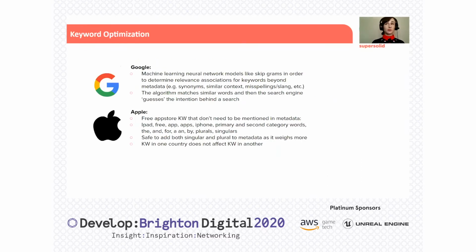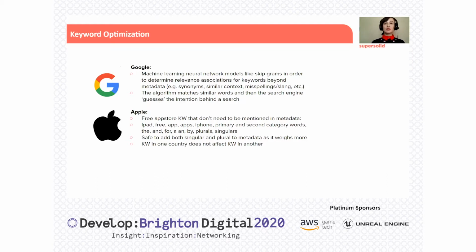So in terms of how Google and Apple work, Google has a neural machine learning network that finds similar associations for keywords, such as synonyms, similar context, misspelling, slang, and it matches similar words in the search engines and guesses the intentions behind them. So to help rank apps for relevant keywords.